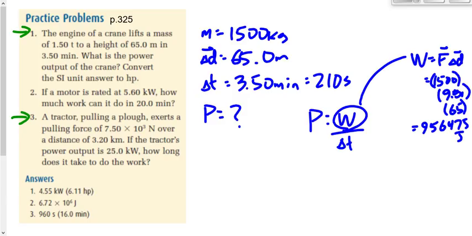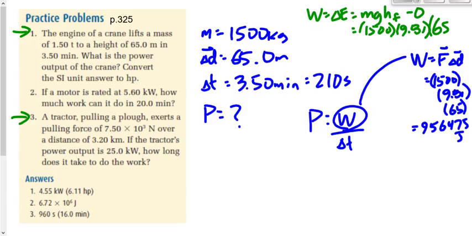Now, the other way of finding work is to say W is equal to delta E, and it's EF minus EI. The final energy would be potential, because it's at a height. The initial energy would be nothing, 0. So we would say the mass is 1,500, G is 9.81, and what's the final height? Oh, I start on the ground and my displacement is 65. My final height is 65. And look what you get when you do that.